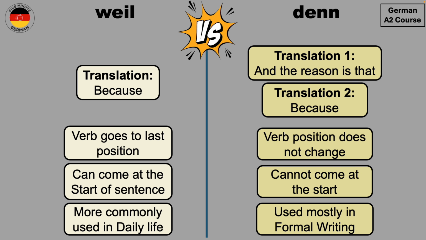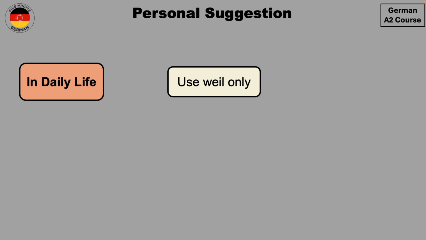So which one do you use? Should you use "weil" or "denn"? Because it can be confusing as both of them require different verb positions. So my personal suggestion would be that in daily life, only use "weil" and get used to the sentence structure where the verb goes to the end of the sentence. This is because other subordinating conjunctions such as "dass" and "ob" also cause the verb to go to the last position. I also only use "weil" in my daily life.